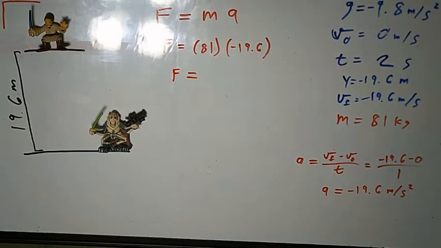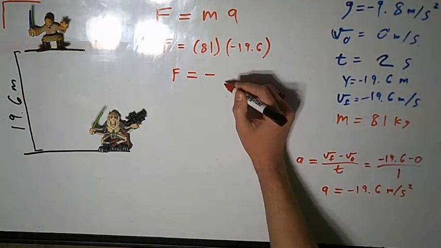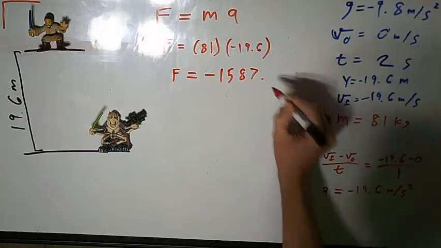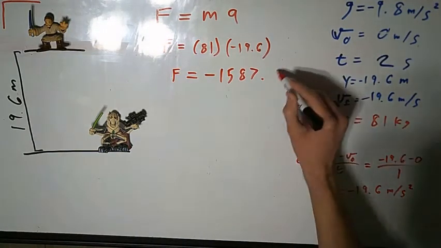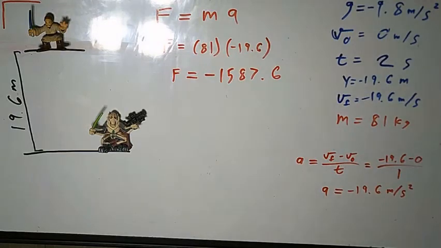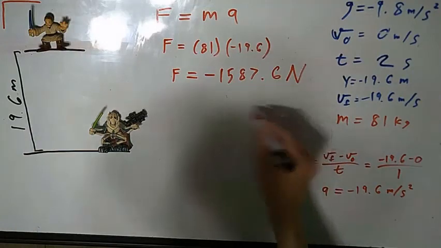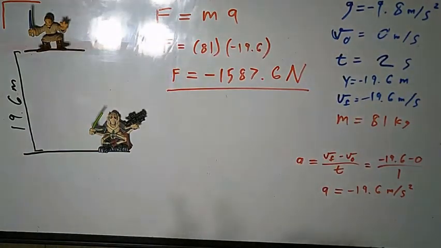Now, quick disclaimer, these numbers are just approximations. They are not exact. I am lowballing them a little bit, because as we see in the video, he did jump a little bit. So it's not exactly initial velocity equal to 0, but it works. So our force is negative 1587.6, and those are in newtons. That's pretty hard.